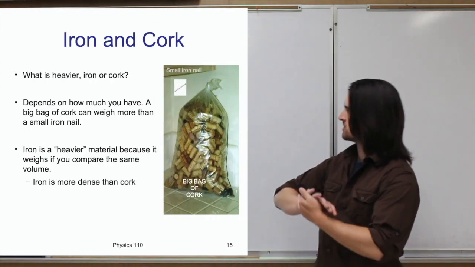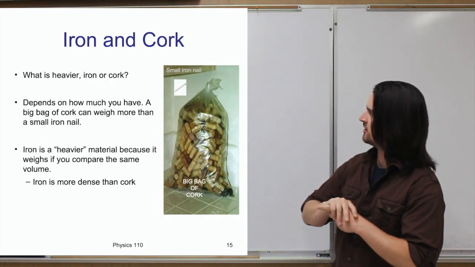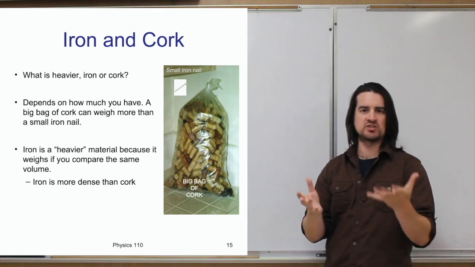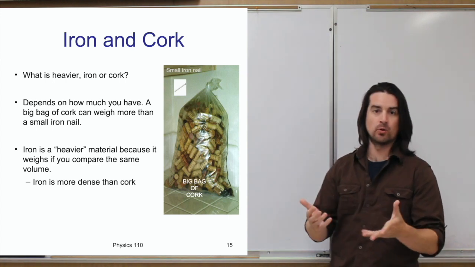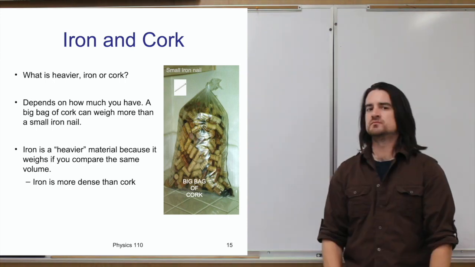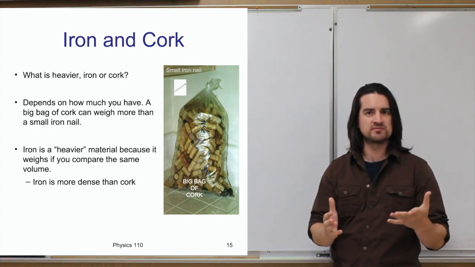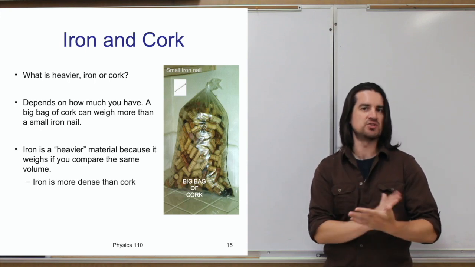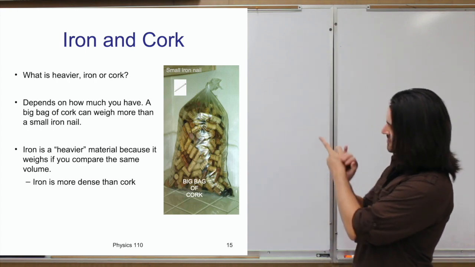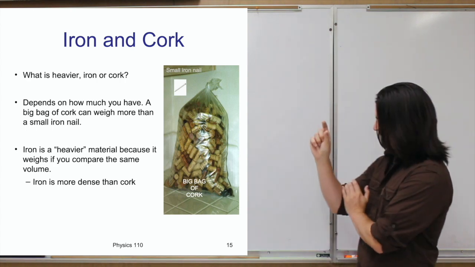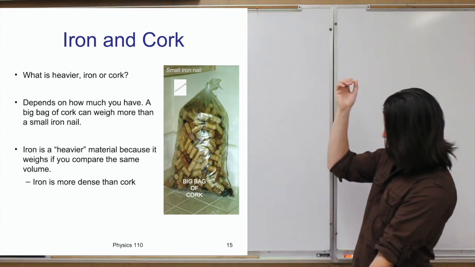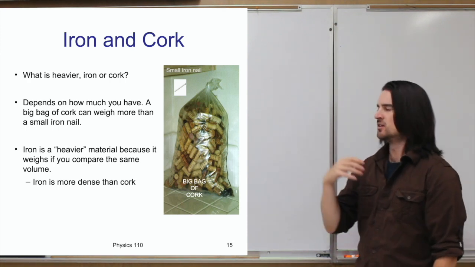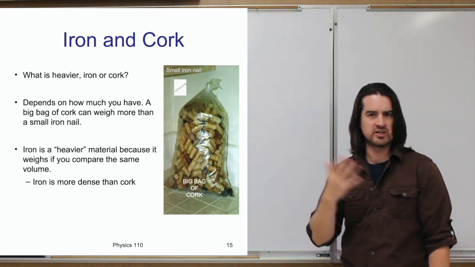Okay, so a question for you to think about: what would you say if I asked you which is heavier, iron or cork? Well, if you thought about it, it sort of depends, right? It actually depends on how much of each of those things you have. For instance, if I just had a small little nail and I had a big bag of corks, the corks are probably going to weigh more than the nail. Does that mean that cork is heavier than iron in a general sense?